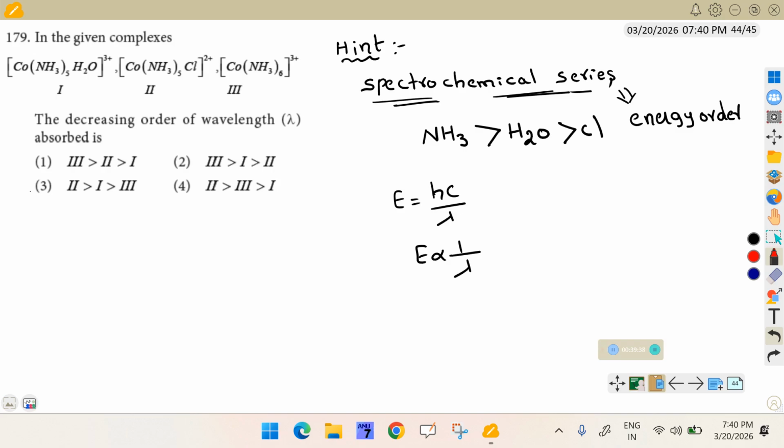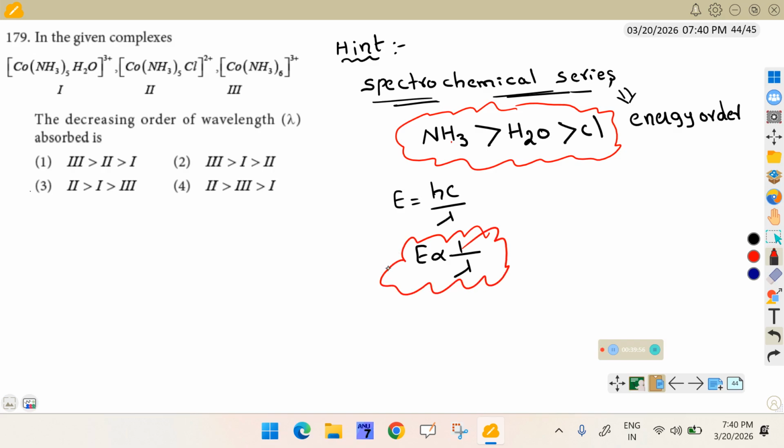Complex compounds are given in decreasing order of wavelength. Spectrochemical series order: NH3 greater than H2O greater than Cl. The energy order remains the same. NH3 energy is more. We know the relation between energy and wavelength is inversely proportional. NH3 energy is more, so NH3 wavelength is less. Chlorine energy is lesser, so chlorine wavelength is more. Correct option, third option.